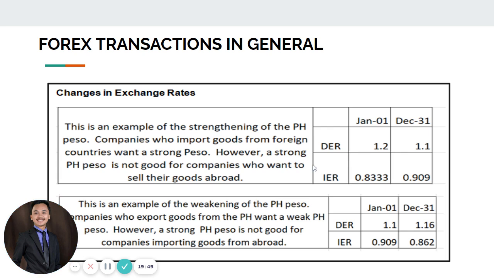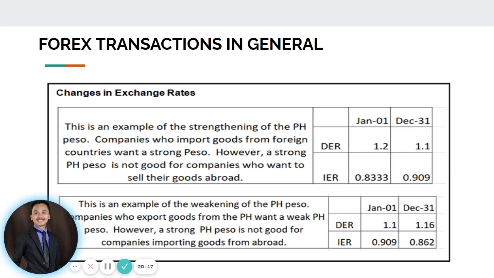Okay? So the case is reversed when there is weakening of the Philippine peso. When the Philippine peso weakens, it is reversed: your direct exchange rate will increase, from 1.1 to 1.16, while on the other hand, your indirect exchange rate will reduce as well. Okay? So I hope that these exchange rate changes are clear.